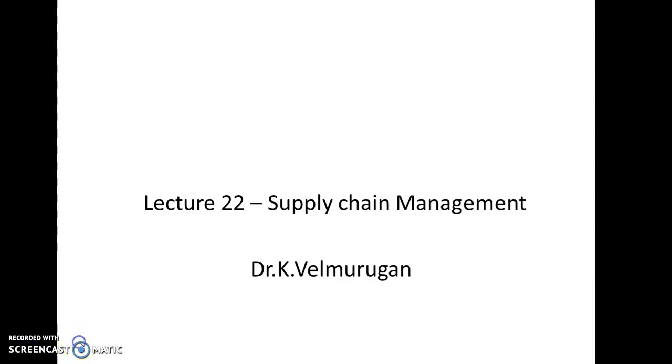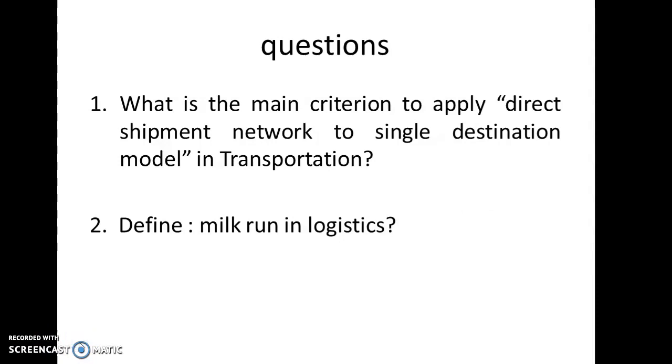First, let us see the questions of the last lecture. The first question is, what is the main criterion to apply direct shipment network to single destination model in transportation? This model is suitable only when the demand size is large enough, that is close to the capacity of the truck to each buyer location.